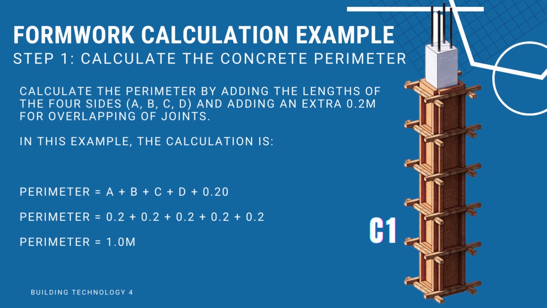Calculate the perimeter by adding the lengths of the four sides, A, B, C, and D, and adding an extra 0.2 meters for overlapping of joints. So in this example, the calculation is perimeter equals A plus B plus C plus D plus 0.2, and perimeter equals 0.2 plus 0.2 plus 0.2 plus 0.2 plus 0.2. So the perimeter is 1 meter.